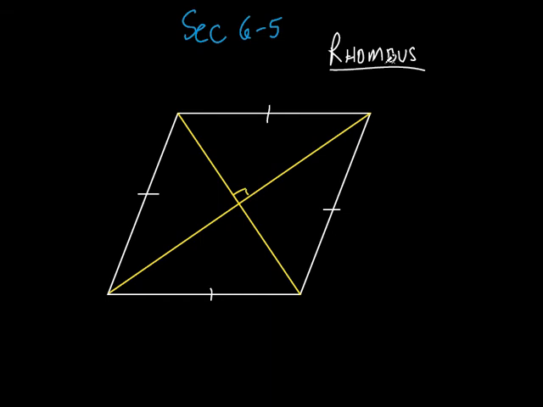Everybody got that? There's also something else special about a rhombus. Look at the angle right here. Look at this angle and look at this angle. They are bisected, that's right. So those diagonals do a couple things here. The diagonals are pretty special on a rhombus. They're perpendicular, and they also bisect the opposite angles.